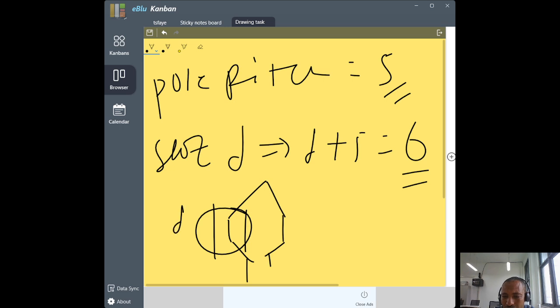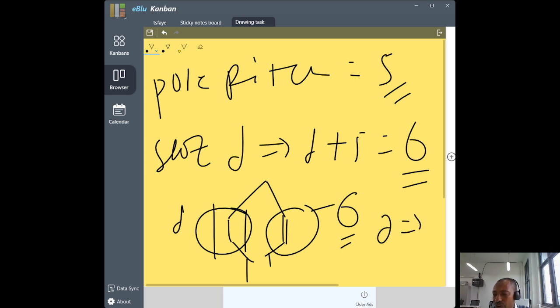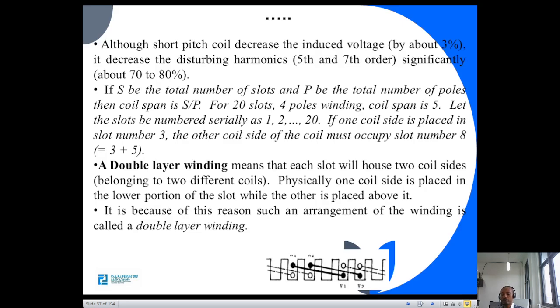So this is slot number 1, and the next side of my coil is going to be placed in slot number 6. And if I place my first winding in slot number 2, the next is going to be 2 plus 5, which is 7. It's going to be placed in slot number 7. We'll see this in detail when we start discussing winding design.